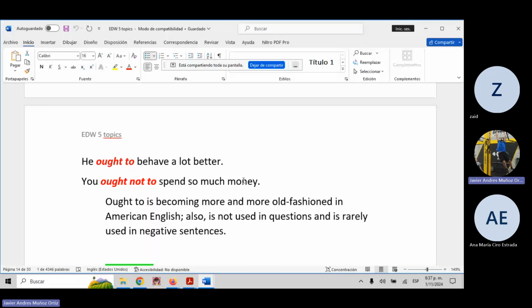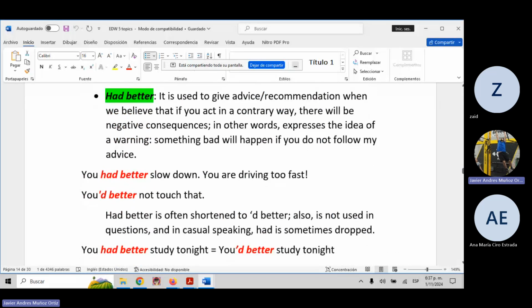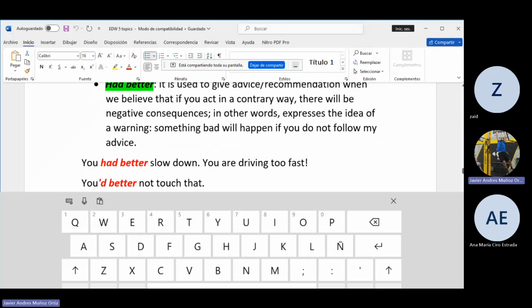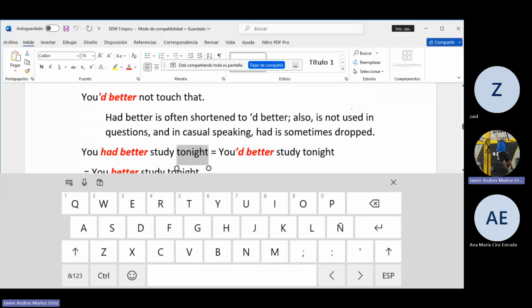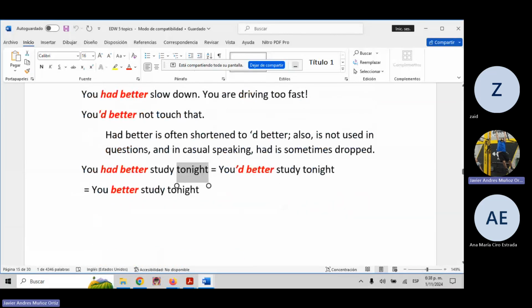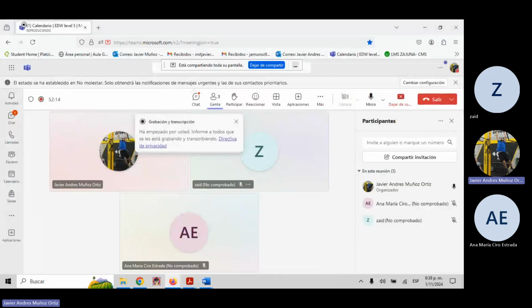Those are facts. And we finish with had better, and we said had better is used to give an advice, taking into account that if this advice is not taken into account, something bad is going to happen to us. Or maybe to the person we are talking to, of course, maybe not to us. So you'd better study tonight, because if you don't study tonight, tomorrow you are going to fail the test. So this is the idea of had better. So in order to better understand, I have a chart here.